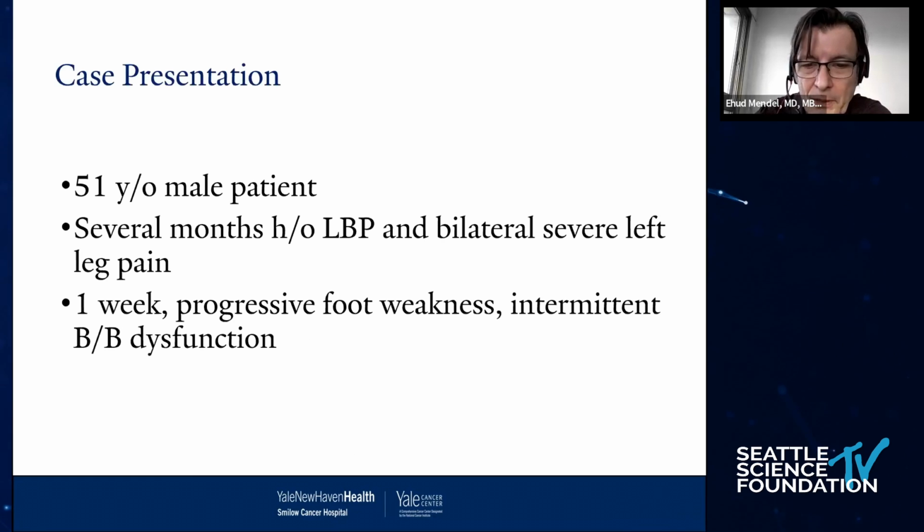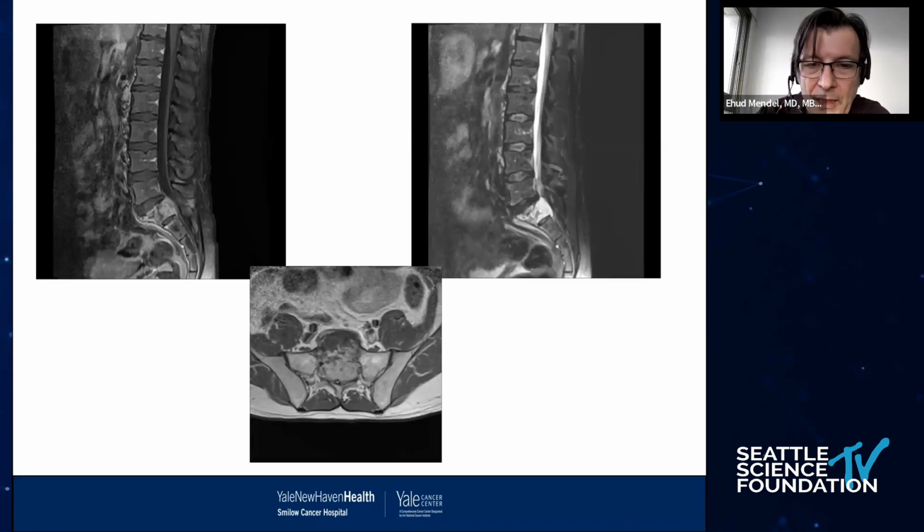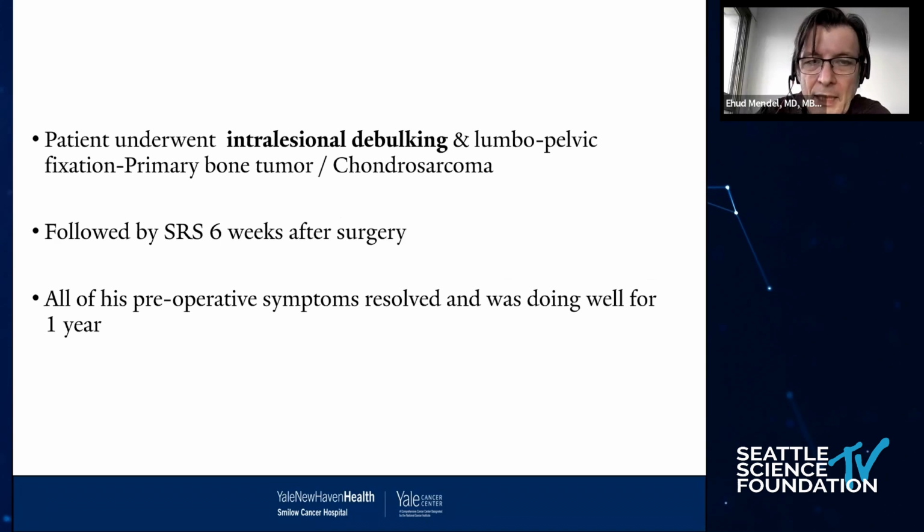Here is a 51-year-old person who does come in with neurological weakness, 1 week progressive foot weakness, bowel bladder dysfunction. You can see a very large mass in the sacrum that explained these neurological deficits, filling up the sacral canal. This patient, without a diagnosis, was taken to surgery, had a laminectomy, intralesional debulking, and the post-op diagnosis was considering chondrosarcoma, which is a primary bone tumor, and considering the diagnosis followed by radiosurgery.